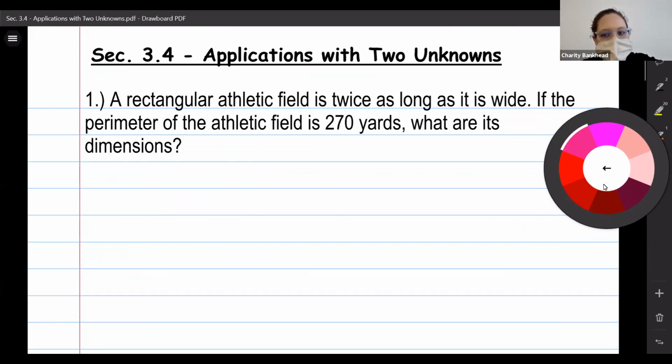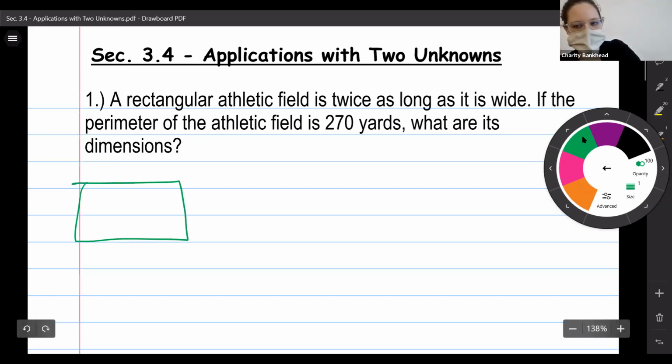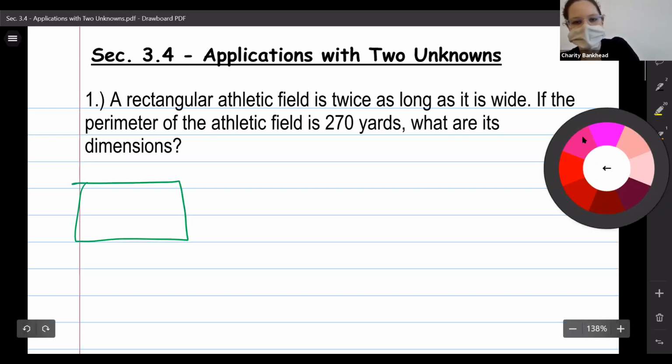Okay. So number 1 says a rectangular athletic field is twice as long as it is wide. If the perimeter of the athletic field is 270 yards, what are its dimensions? So 2 unknowns. So they're looking for 2 different answers. Okay, so here's your rectangle, and the length is twice as long as it is wide. So that means the length is equal to 2 times the width.